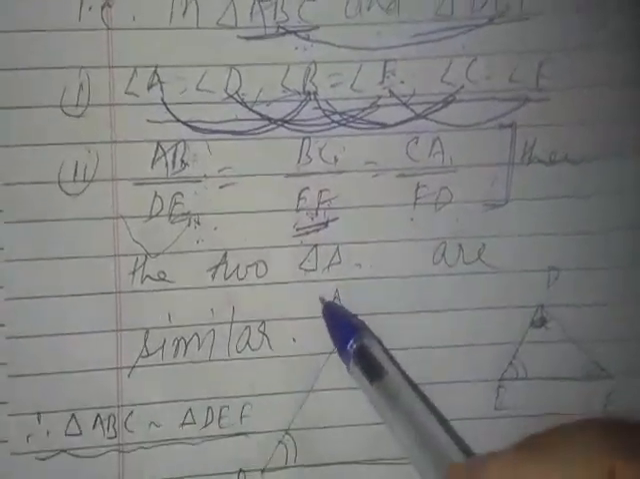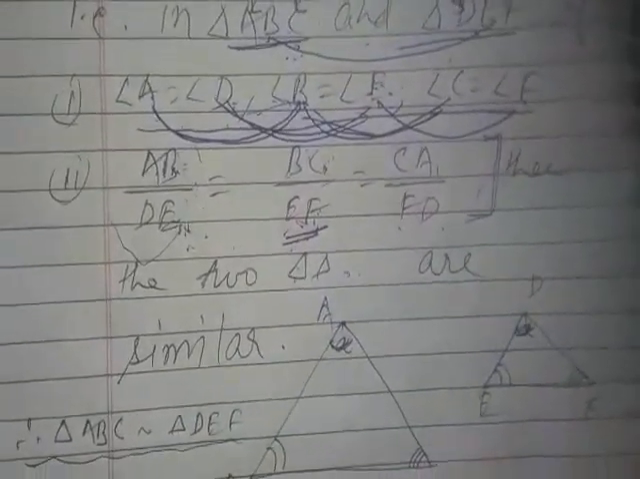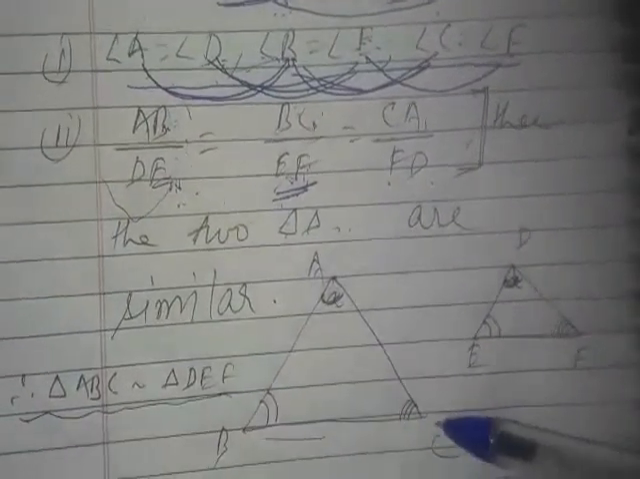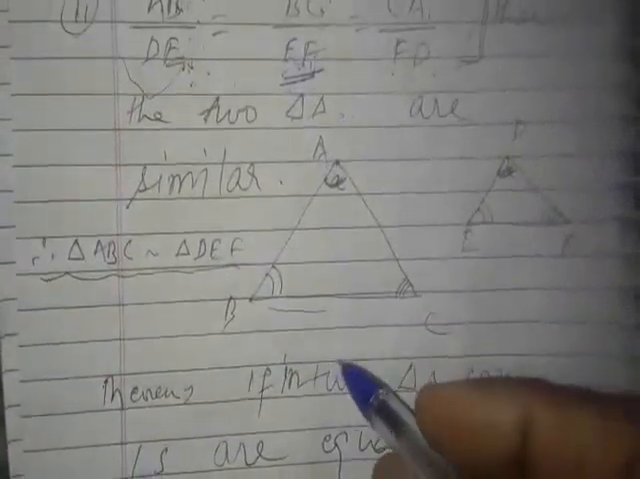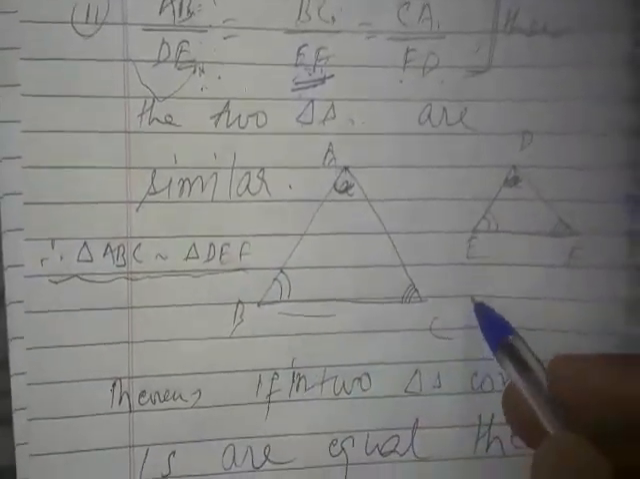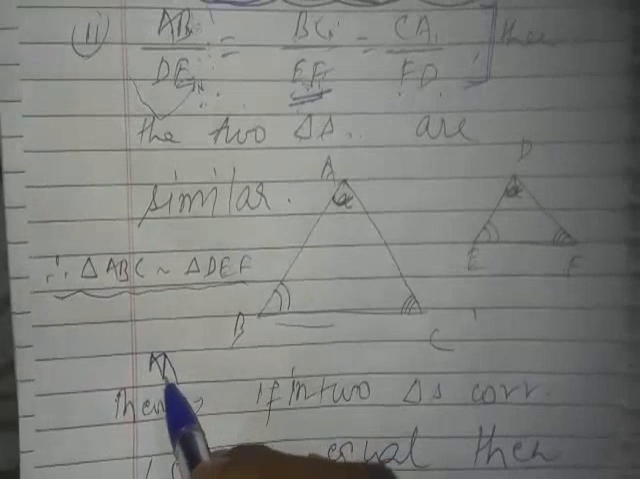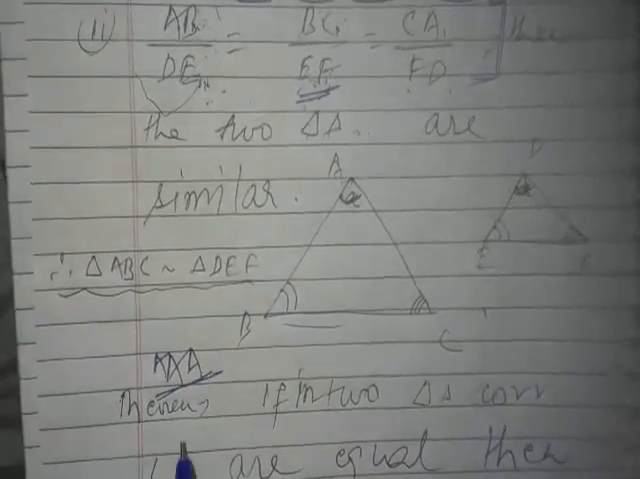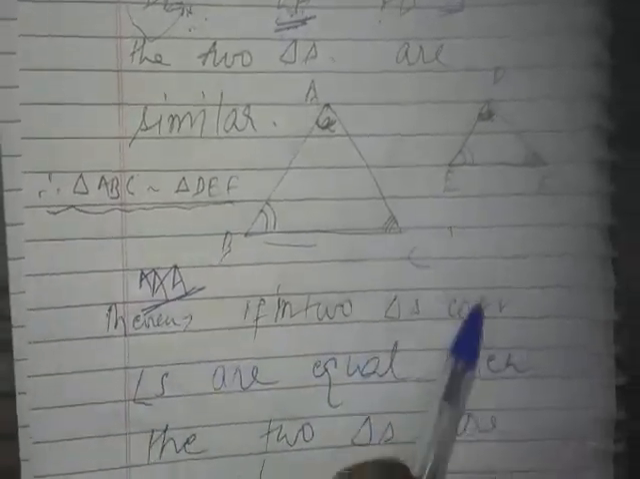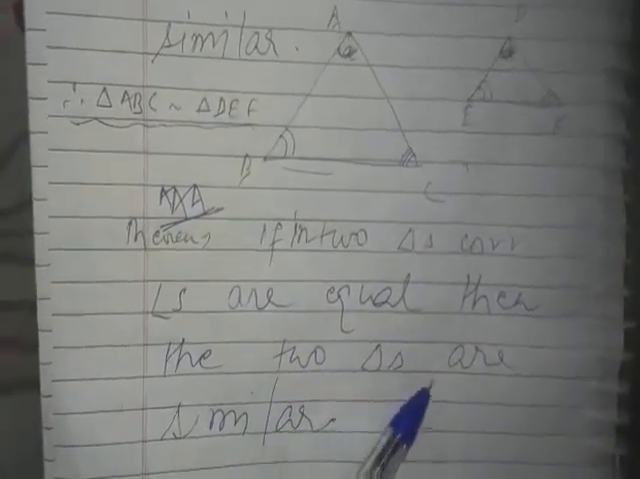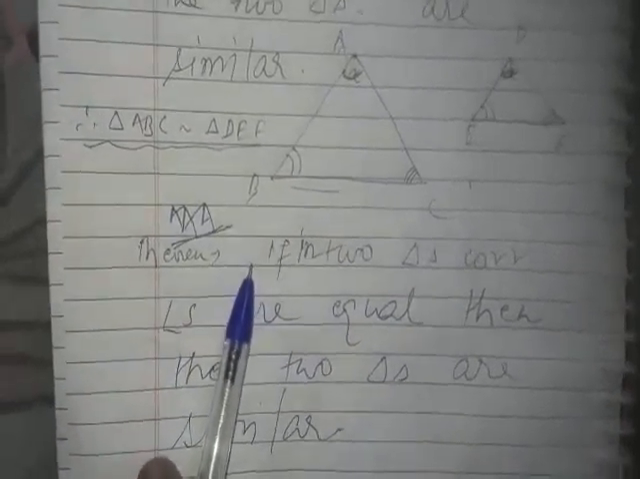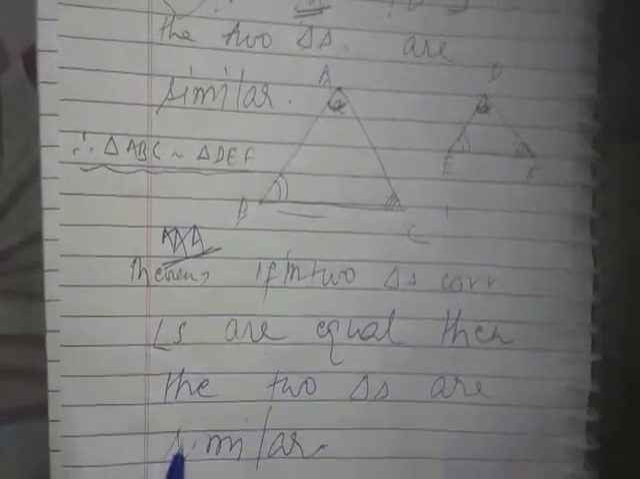Now, we will discuss the criteria for the similarity of triangles, that is, under what conditions the triangles are similar. The first condition we have taken is AA similarity. The theorem is that if in two triangles the corresponding angles are equal, then the two triangles are similar. Here the two triangles have all three corresponding angles equal to each other.